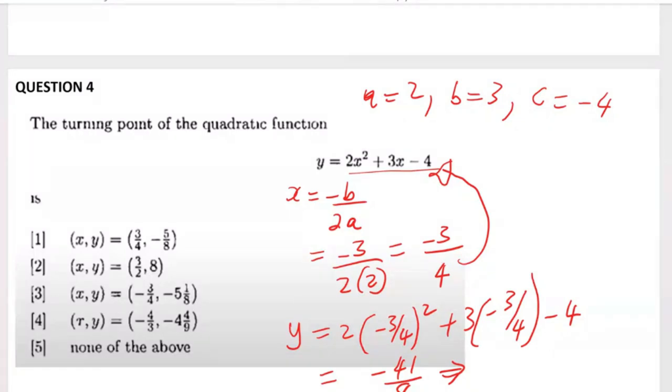Now if you look here, you've got your x coordinate. It is -3/4. But you need to get your y coordinate. This one looks like a mixed fraction, so you need to attempt to write this as a mixed fraction. You say, 8 goes how many times into 41? It goes 5 times. And what are you going to be left with? You're going to be left with 1/8. Okay? So now you can see, this is your turning point.